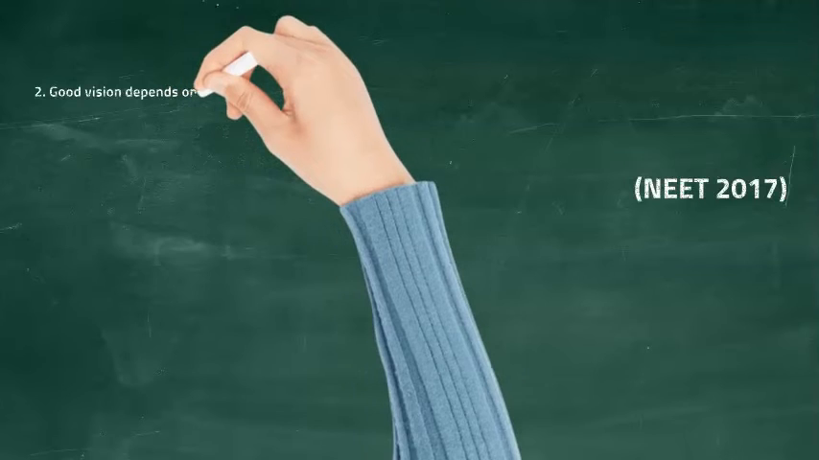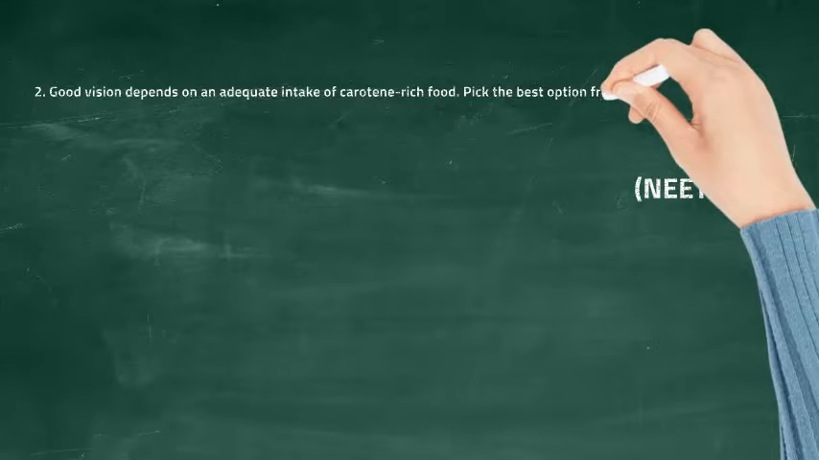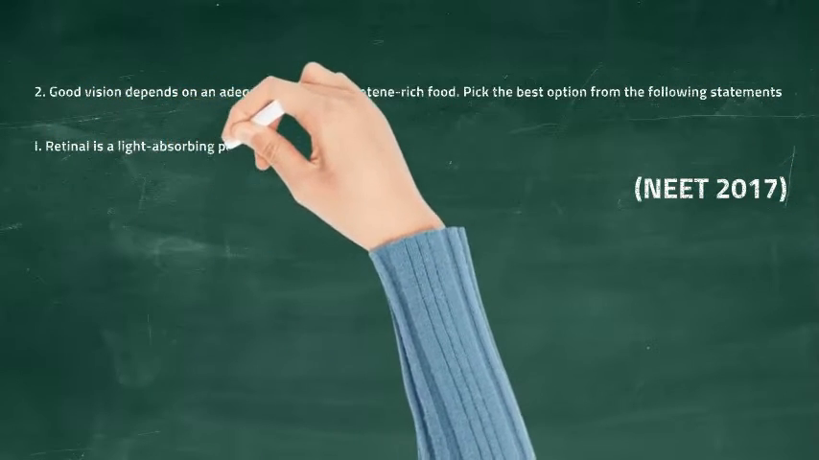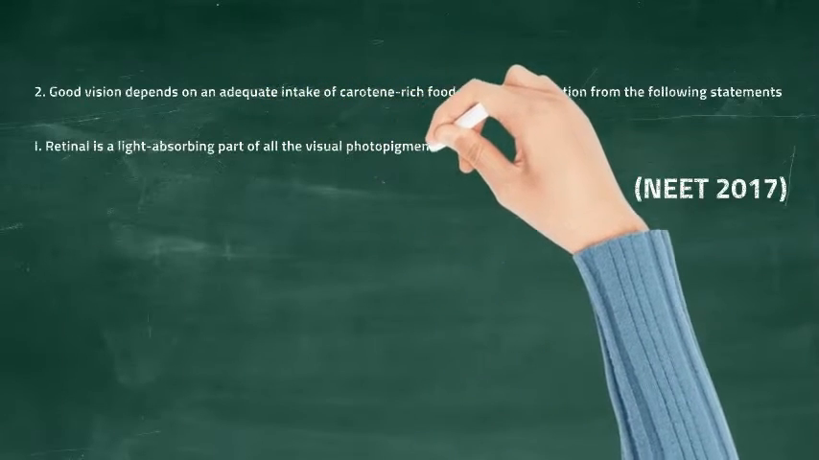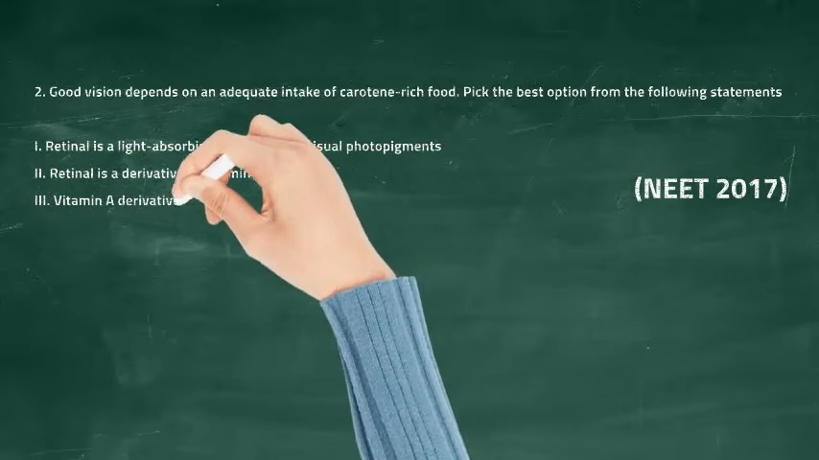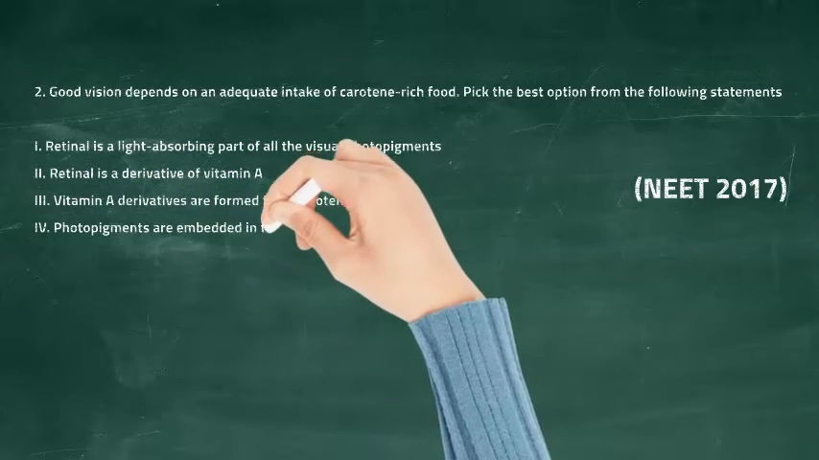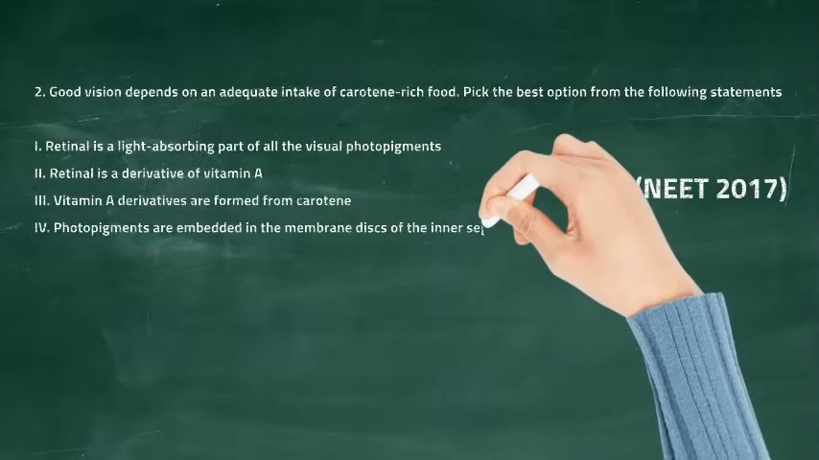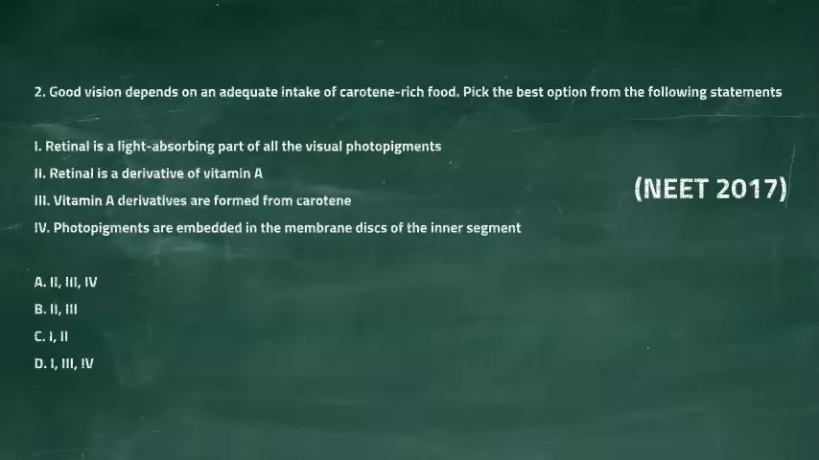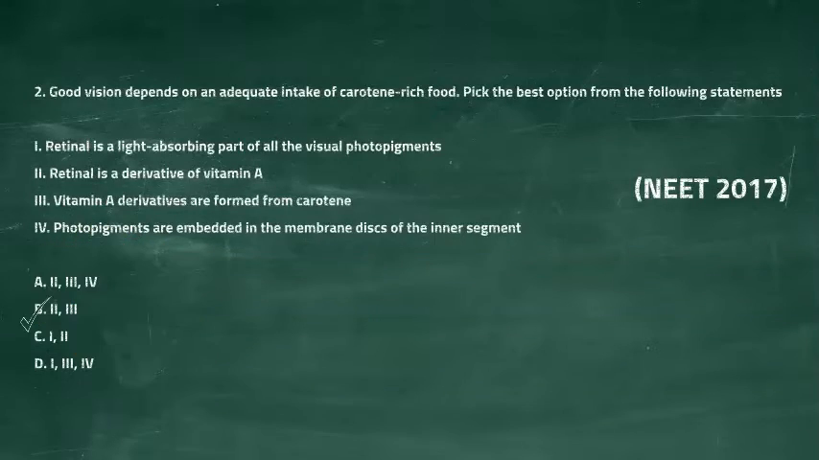Question second. Good vision depends on an adequate intake of carotene rich food. Pick the best option from the following statements. Option 1 is retinal is a light absorbing part of all the visual photopigments. Second, retinal is a derivative of vitamin A. Third is vitamin A derivatives are formed from carotene. And option 4 is photopigments are embedded in the membrane discs of the inner segment. So the A option is second, third, and fourth. B is second, third. C is first, second, and D is first, third, or fourth. The right answer for this question is option B, which is second and third.